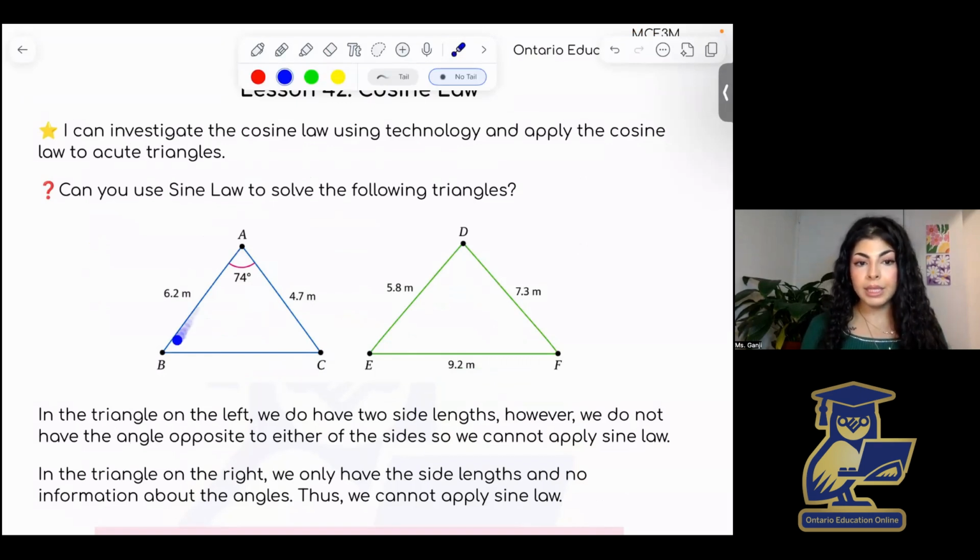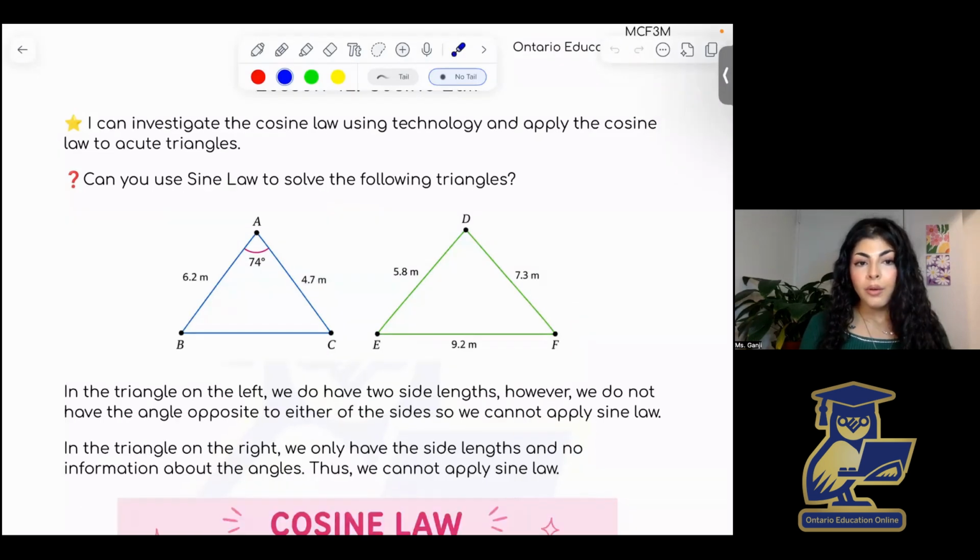First, consider triangle ABC. Here we have two side lengths and the angle between them. To be able to use sine law here, we do have to use this angle here. But we don't have the side length opposite to that angle for us to be able to find that ratio required for sine law. Based on these side lengths that we are given, we again don't have enough information to figure out from just sine law what this side length is. So in this triangle ABC, we aren't able to use sine law.